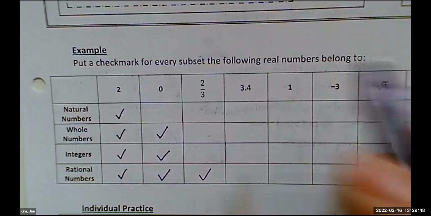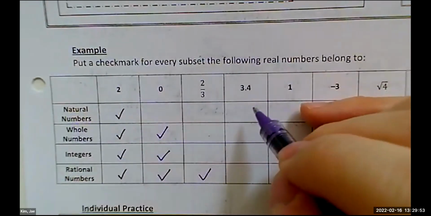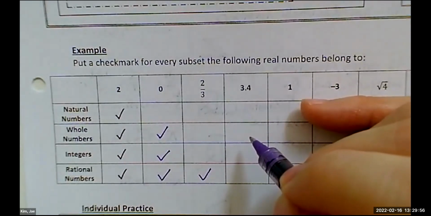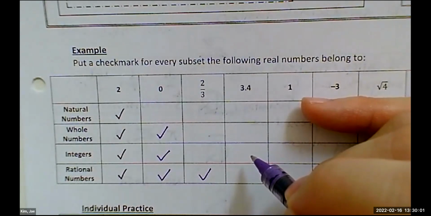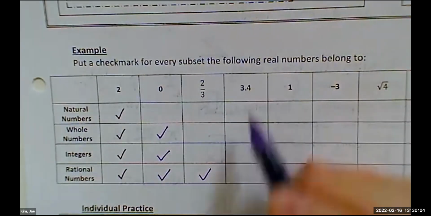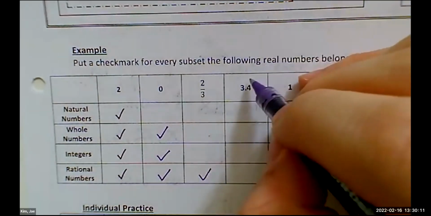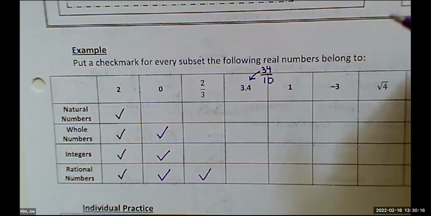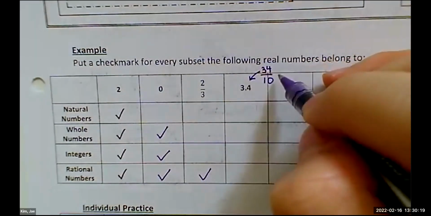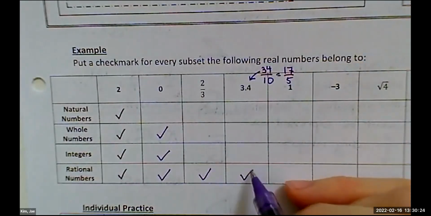Be careful of the next one. 3.4, point something, point anything is not what you're taught as a baby. It's not a whole number. I think the name gives it away. Is it an integer? No decimals. Is it a rational? Yes, 3.4 can be expressed as a fraction. If you weren't sure, that is essentially 34 over 10 or 17 over 5. It can be written as a fraction, and so it is rational.